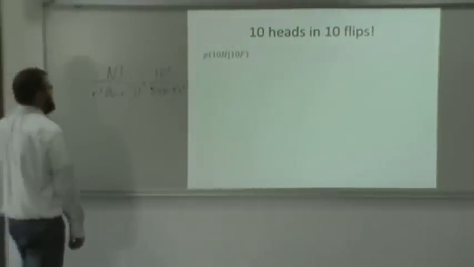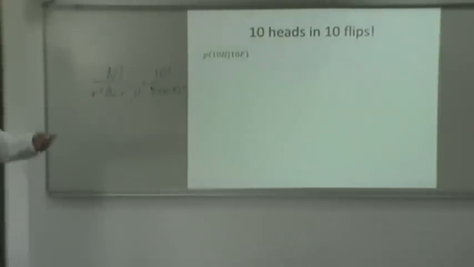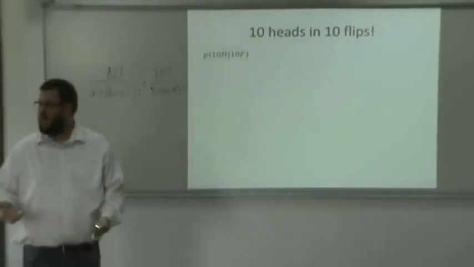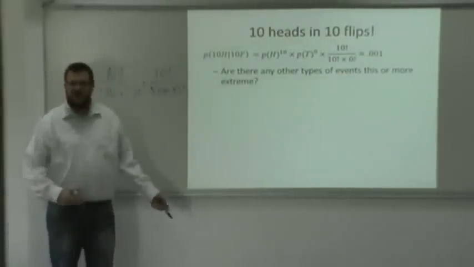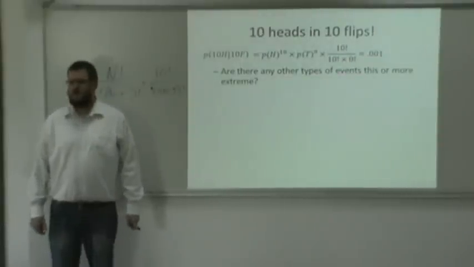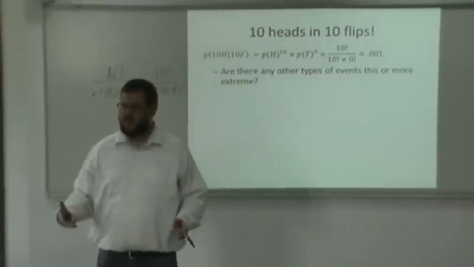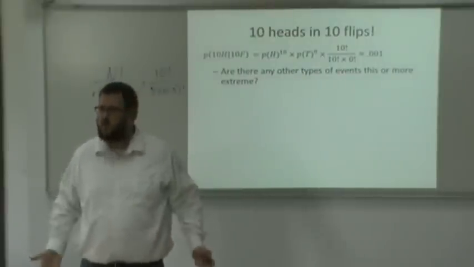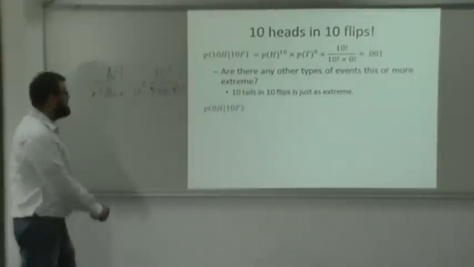All right, so if we get 10 heads in 10 flips, can you tell me the answer? What is this again? It's almost 0.001, right? We can figure it out. Now, are there any other types of events that are as extreme as getting 10 heads? Getting 10 tails, right? 10 tails is just as extreme as 10 heads if the probability of getting a heads and a tail are equal, right? So, 10 tails in 10 flips is just as extreme.